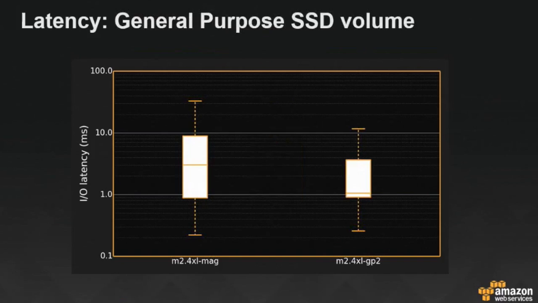If we move that to GP2 volumes, this is what the second box plot shows. We're still on an M2 4 extra large, but now we're using GP2. You can see that our median has come down substantially, closer to 1 millisecond for the I/O latency. The whole box plot is now sitting significantly lower on the scale, so we're seeing much more of our I/O in single-digit millisecond latency. However, we still see quite a large variability. We're still seeing some I/O in the 10 millisecond range, and the graph is going all the way down into the half millisecond at the bottom.